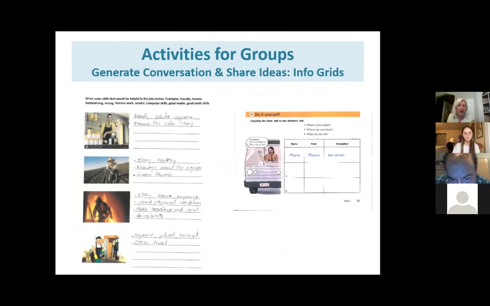Right? On the left, something for a little higher level students, I developed this for my students because we were talking about job skills, and I wanted them to think about what skills were required for different jobs.